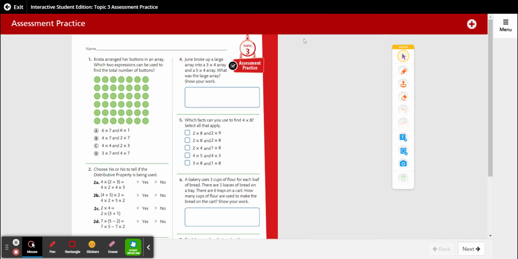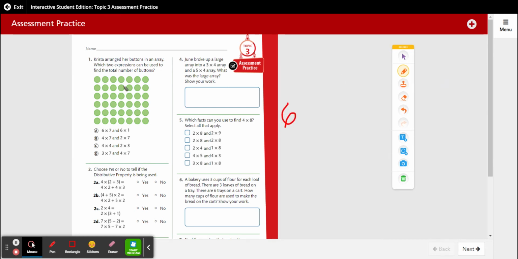Krista arranged her buttons in an array. Which two expressions can be used to find the total number of buttons? Let's start by figuring out what the expression would be for this array. So first, count the number of groups. 1, 2, 3, 4, 5, 6. So the first factor in our equation is 6.